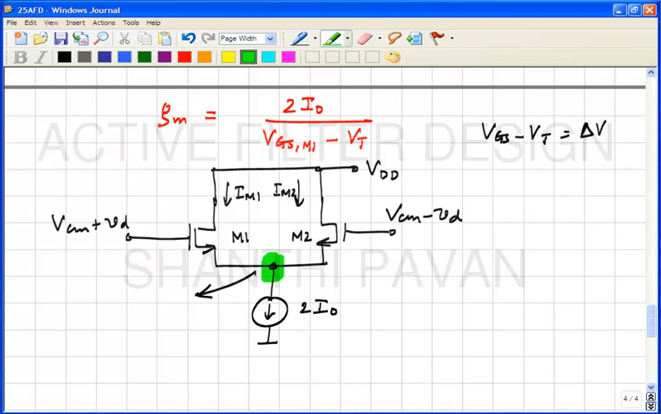Correct, yeah, let's go systematically. What is the gate source voltage there? VGS is delta V plus VT. Very good, this is VT plus delta V. And when VD is 0, this potential is at VCM. So what must the source coupled node be at? VCM minus VT minus delta V. Correct?